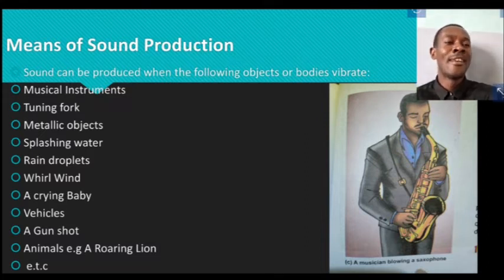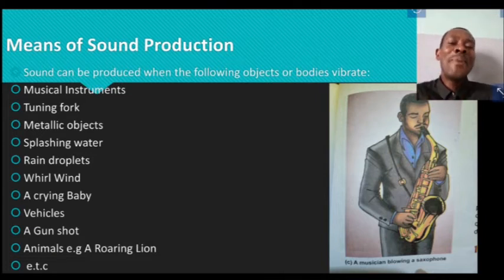Rain droplets, when the rain is falling, make a lot of noise, and that is sound being produced. Now, when a wild wind is blowing, it carries with it sound, all right? Because as it's moving, it comes in contact with other objects in the atmosphere. It produces a lot of sound.